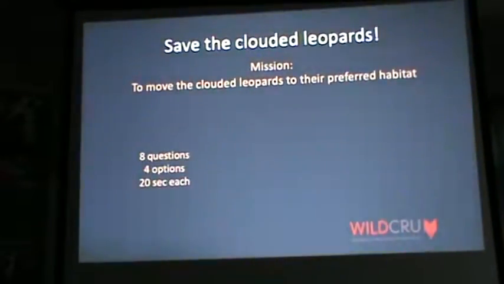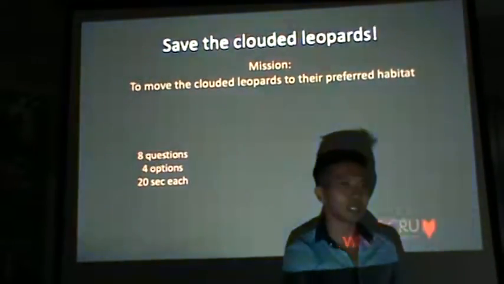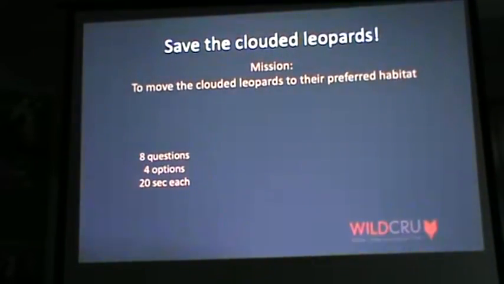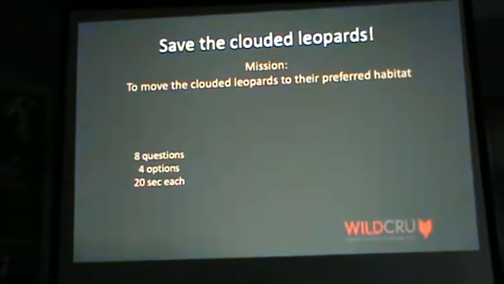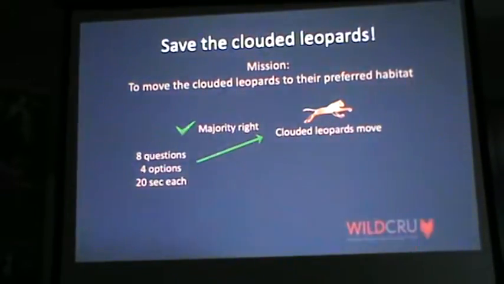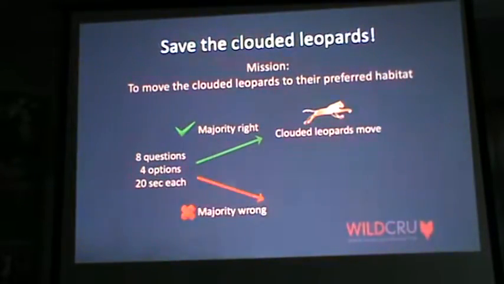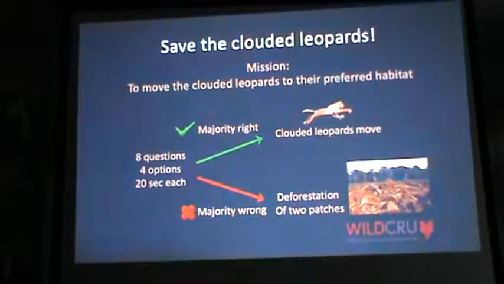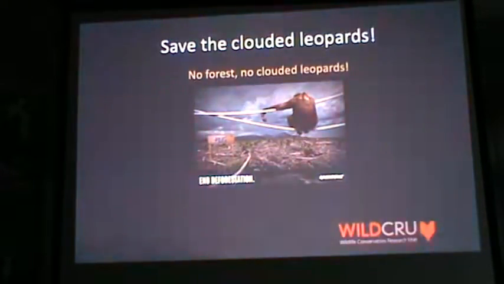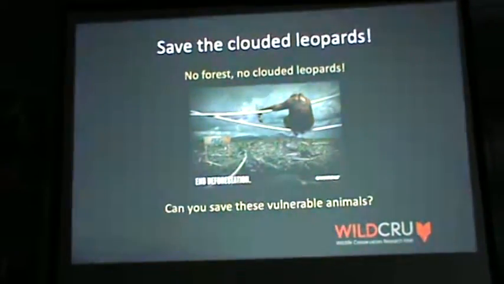How it works is that there are eight multiple choice questions with four options. You just have to raise the option that you think is right after the bell rings. If the majority of you are right, we're going to move the clouded leopards towards their preferred habitat. Unfortunately, if the majority of you are wrong, we're going to cause deforestation, and if there's no forest, then your clouded leopards might be dead at the end. So, can you save these vulnerable animals?